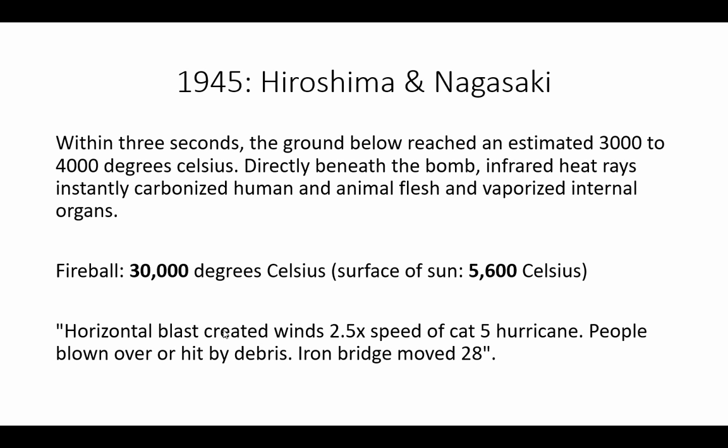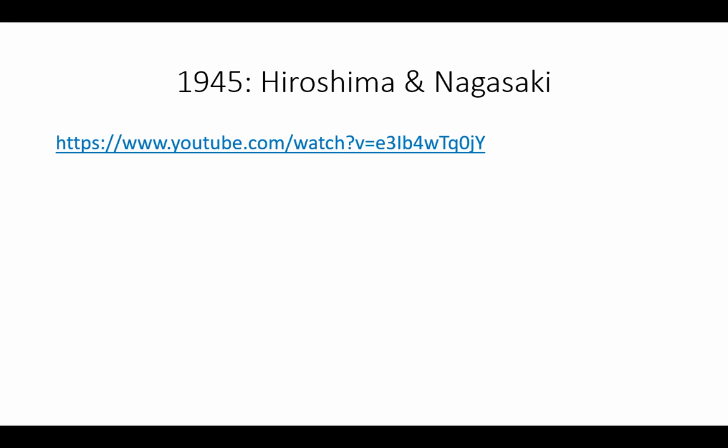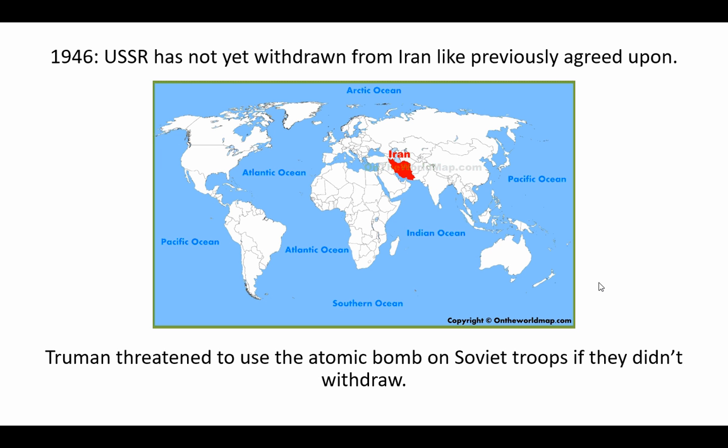Okay, it produced horizontal blasts, which created winds that were 2.5 times the speed of a Category 5 hurricane. People were blown over or they were hit by debris. There was an iron bridge that had moved 28 inches as a result of the blast. So there's a video that you can go and check out in D2L that has to do with the dropping of the bombs.